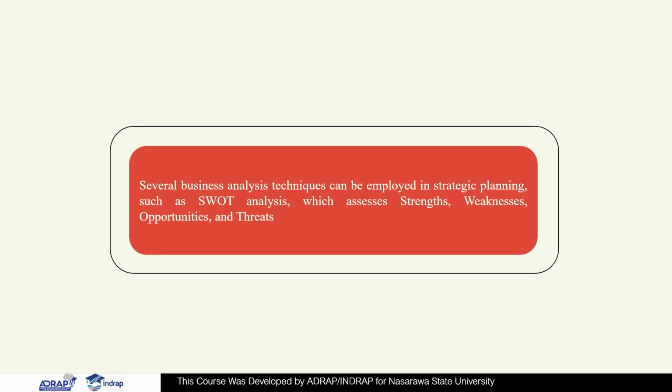Several business analysis techniques can always be employed in strategic planning. And the easiest one you can use at your own level is what we call SWOT analysis. SWOT, SWOT analysis, which stands for what? Strength. Every one of your strengths has what? An opportunity. Weaknesses. Every one of your weaknesses is more like a threat.